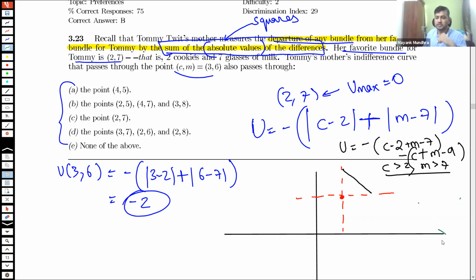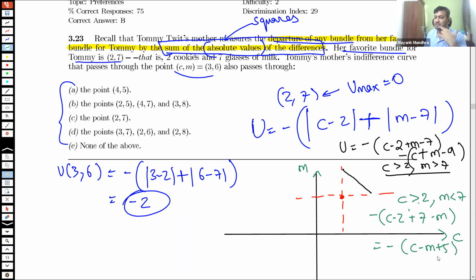Where are cookies? These are cookies and this is milk. So I'm going in this territory. So milk is less than 7. So cookies still greater than 2, milk less than 7. So this utility function is going to be negative of C minus 2 plus M minus 7, so 7 minus M. So it's going to be negative of C minus M plus 5.